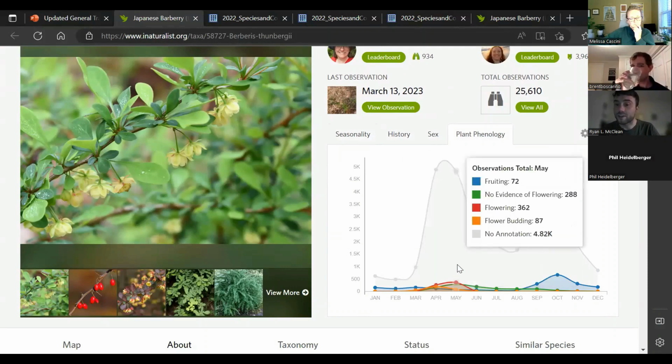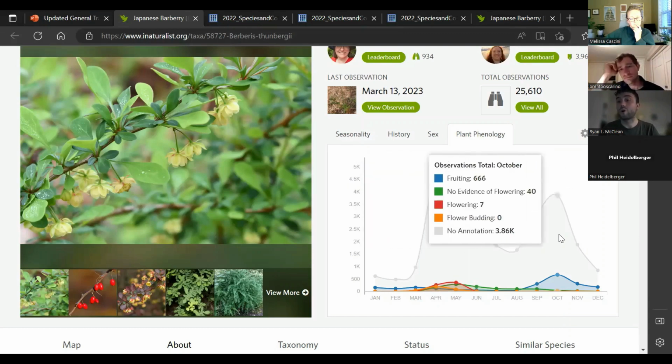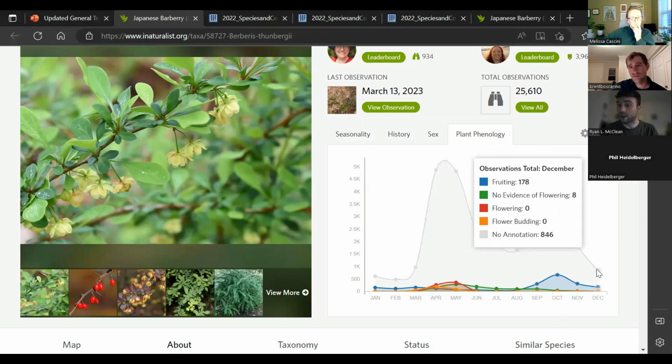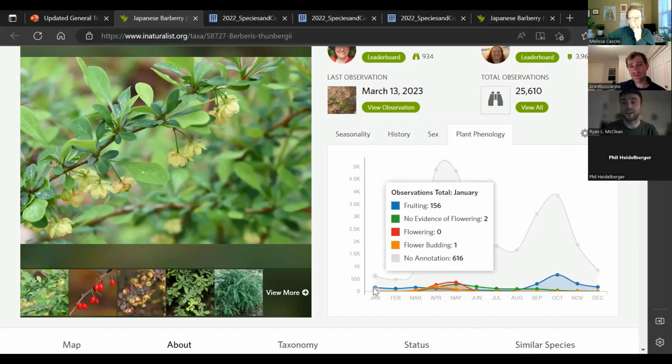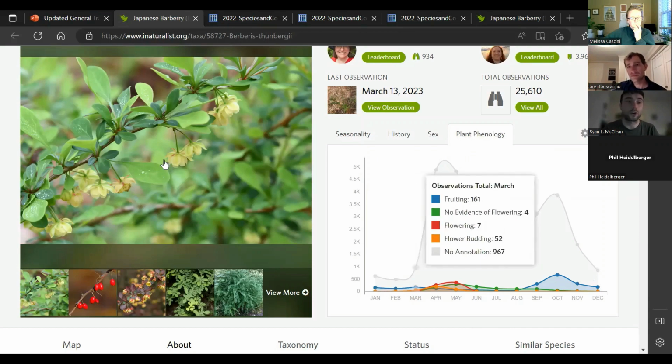So you can see that a lot of people were reporting that it was flowering and flower budding in April and May. And most people were reporting that this species was fruiting in October, with some in September, some in November and December. And this species does have fruit that overwinters, so you will see a few observations throughout January and February and March as well.